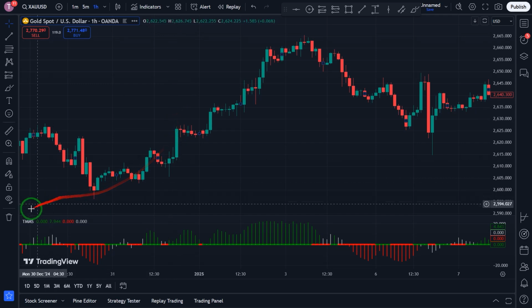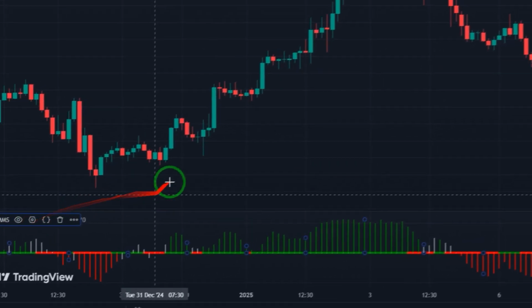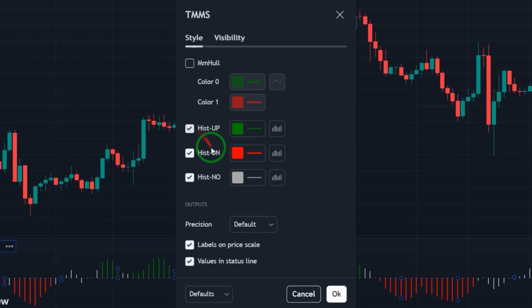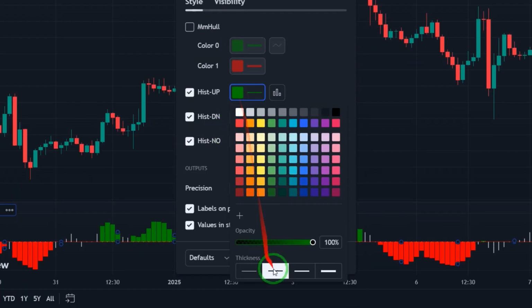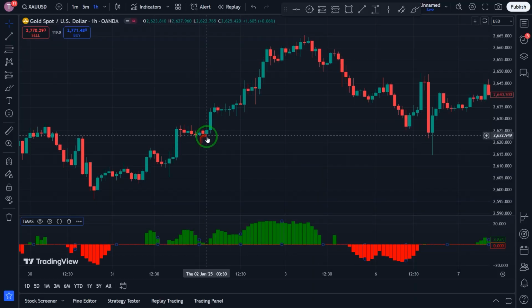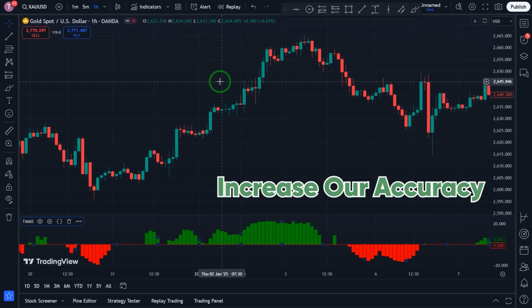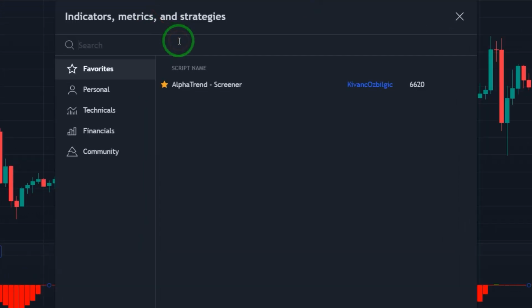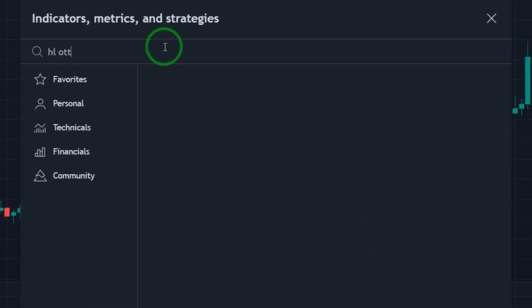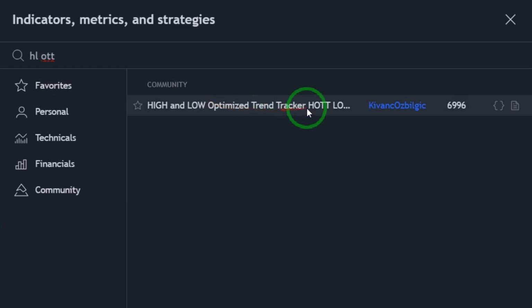Now we need to change its settings, so let's enter its settings and make the necessary changes. Please ensure that you perform these changes correctly. Well, let's move on to the second indicator. Adding this indicator is meant to increase our accuracy and improve our win rate. So, to add the second indicator, we need to go back to the indicators section and type HLOTT in the search box. Once you find it, just click on it to add it to our chart.